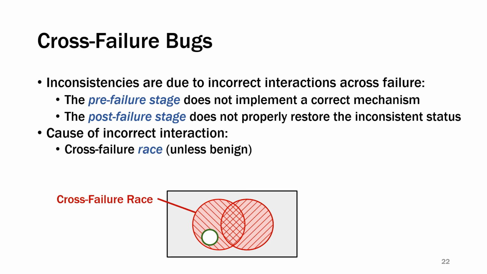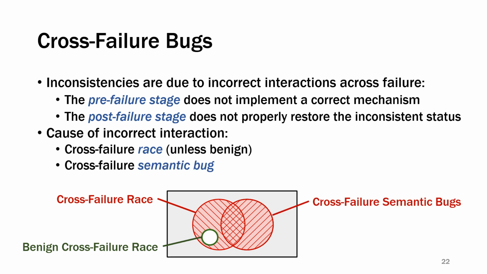And the Venn diagram shows the two types of bugs. First is the cross-failure race. It is a bug unless it is benign. And the second type is a cross-failure semantic bug. In addition, one bug can be both a cross-failure semantic bug and a cross-failure race. For example, a semantically inconsistent location can also be non-persistent.